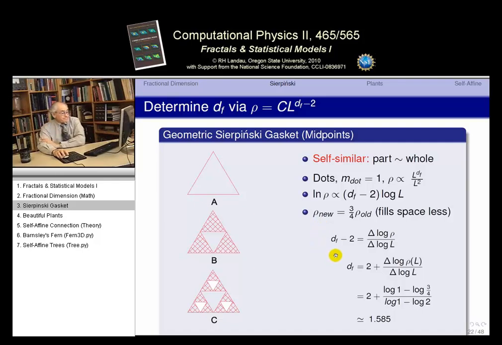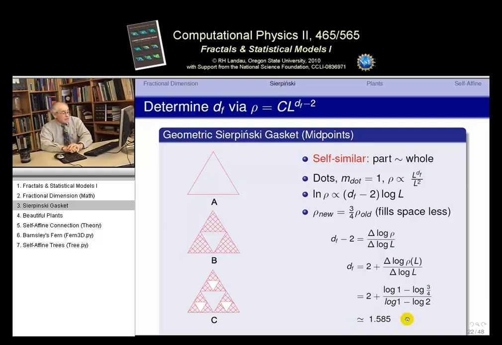So we know then that if we have our equation here, the log of rho is proportional to the log of the length. So df minus 2 is just the slope in the plot of log rho versus log L, or just the change in log rho divided by the change in log L. df, we just move the 2 over. If we actually use the numbers here, one side, the other's 3/4, that's the change in rho. The change in L goes from 1 to 2, because it's 1/2. And then we get the fractal dimension of our Sierpinski gasket is about 1.585.